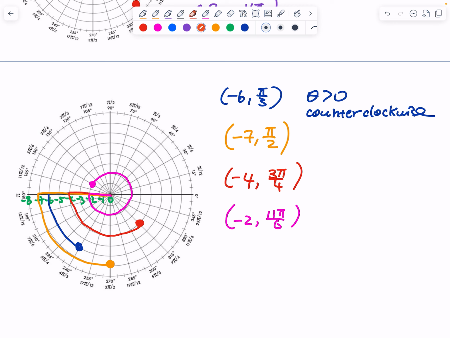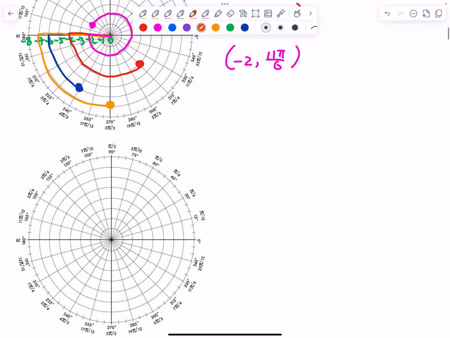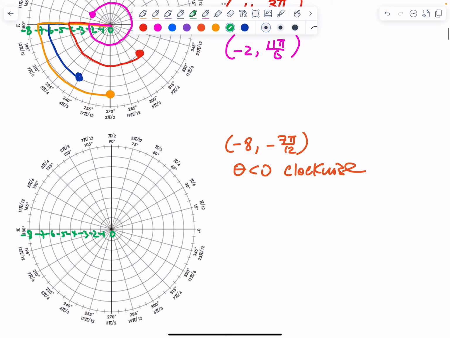Okay, and then the next one, let's do both negative, shall we? So let's move this up. Let's do both negative. Let's do a negative 8, negative 7 pi over 12. So this is negative theta. Then we go clockwise. Okay, 0, negative 1, negative 2, negative 3, negative 4, negative 5, negative 6, 7, and 8. Okay, where is 7 pi over 12? 7 pi over 12 for positive is right here, right? So you go all the way 1, 2, 3, just one step before finishing 3 quadrants.